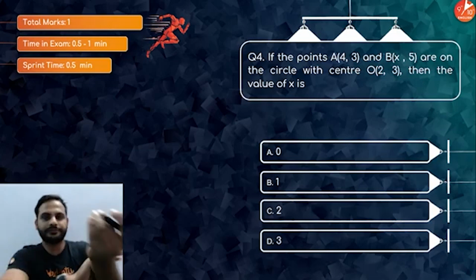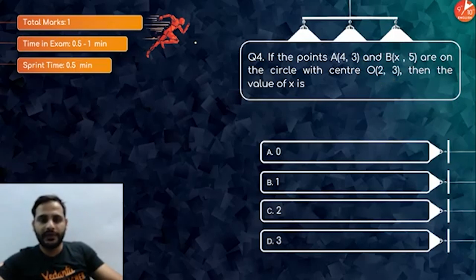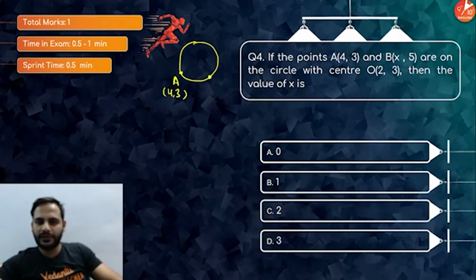Let's go to the next question. If the points A and B are on the circle with center O, then find the value of x. Look, what many students do wrong is use the midpoint formula over here. It is not saying that A and B are on the diameter. Maybe A is over here at 4,3 and B is over here like that, so I cannot say O is the midpoint.